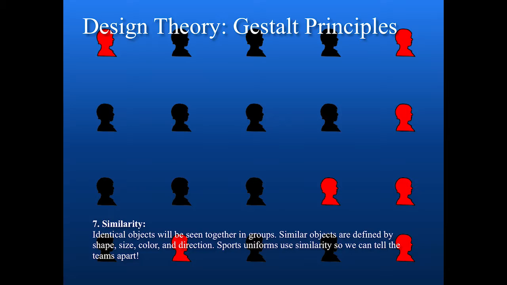Similarity. Identical objects will be seen together in groups. Similar objects are defined by shape, size, color, and direction. Sports uniforms use similarity so we can tell the teams apart. So in this grid-like layout of profiles, the red profiles form a sort of group, and they create a shape, even though they're all in the same position relative to each other as the black ones are.